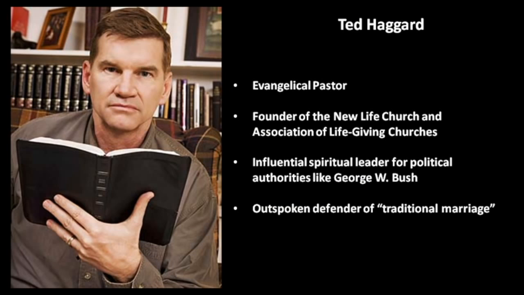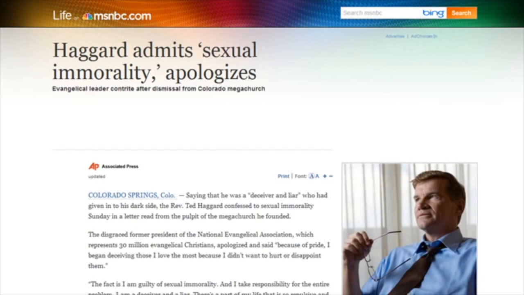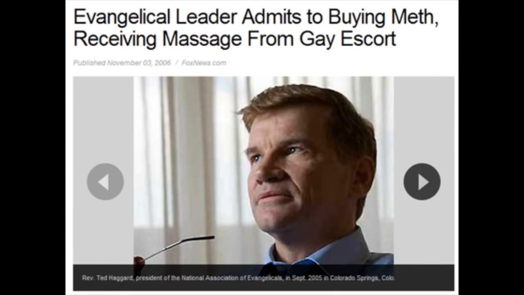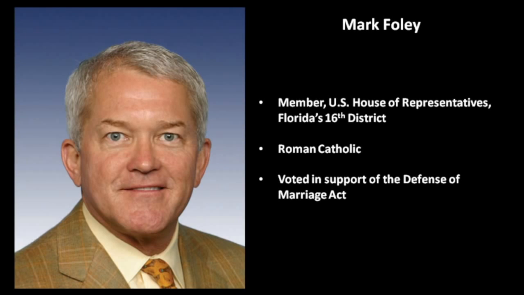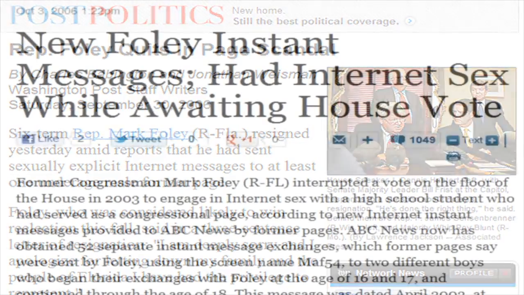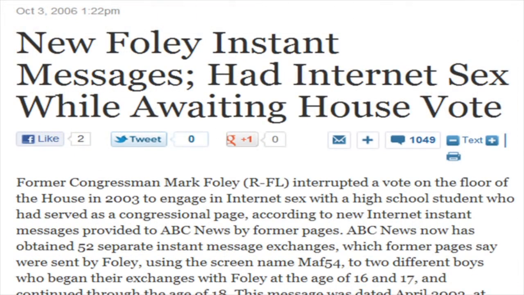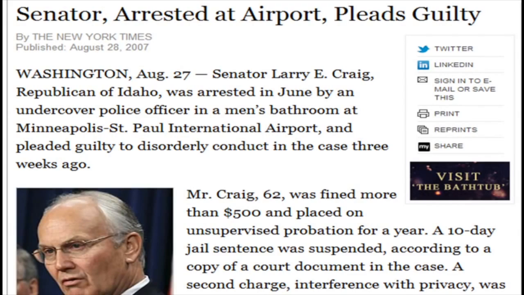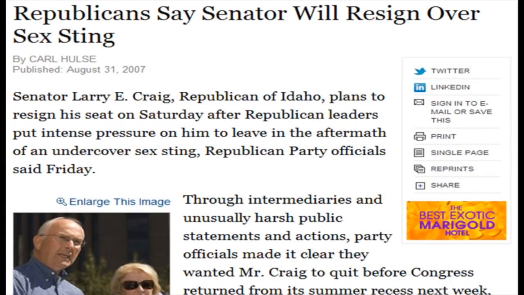Meet Ted Haggard, American evangelical pastor, founder of the Association of Life-Giving Churches, and an outspoken defender of traditional family values. How ironic it is, then, that in 2006, Pastor Ted should happen to involve himself in a high-profile sex scandal involving methamphetamine abuse and male prostitution. Now meet Mark Foley, former representative for the state of Florida, proud Roman Catholic, and vehement opponent against homosexual rights. How ironic again that this gentleman should be forced to resign from Congress after getting caught up in a scandal over sexual advances towards underage male congressional pages. Now meet Larry Wide Stance Craig, congressman, Methodist, and yet another political activist against gay rights. How ironic again that this guy should happen to find himself pleading guilty to charges of lewd conduct after allegedly soliciting sex from an undercover police officer in an airport men's room.